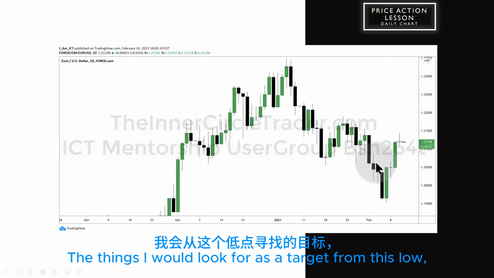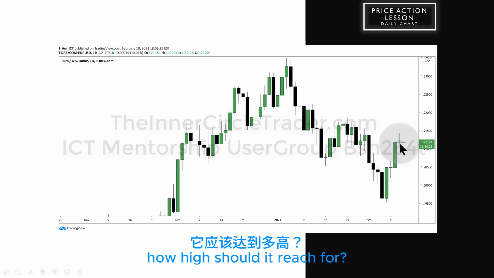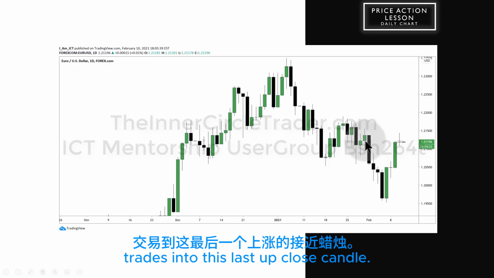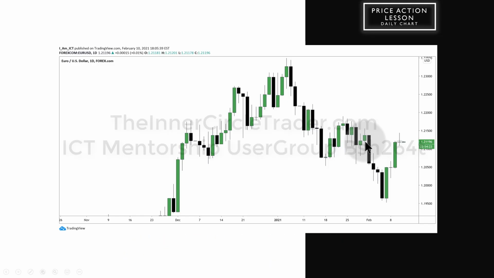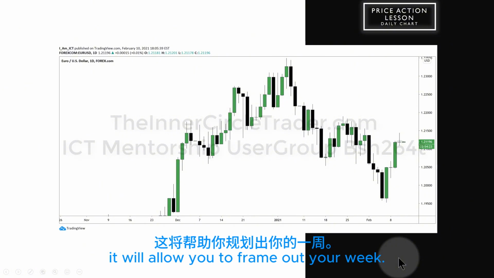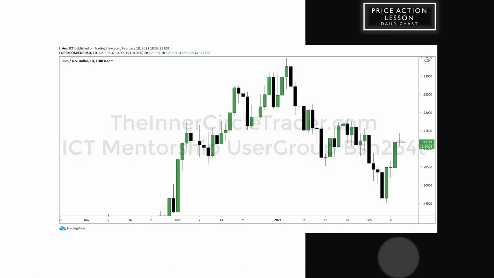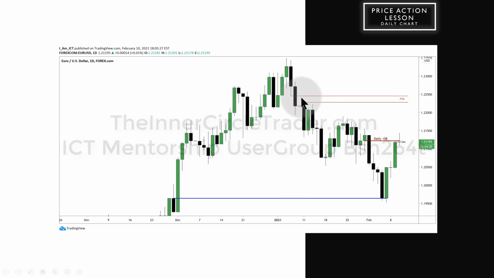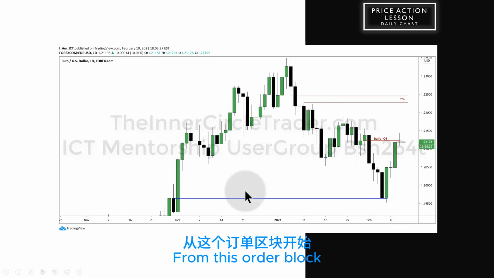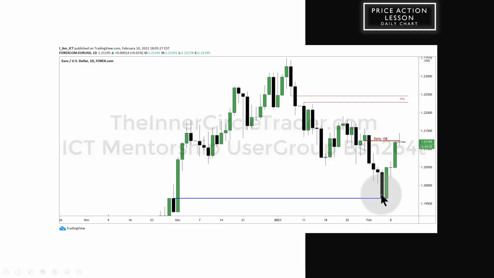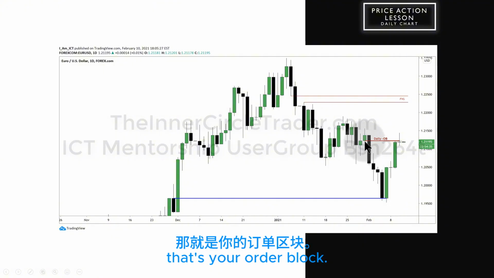The things I would look for as a target from this low. If it's going to bounce, how high should it reach for? Well, I want to see this close and how it trades into this last up close candle. That's what I'm interested in here. Okay, so if you have that in mind, it will allow you to frame out your week. While it could potentially eventually trade up into this level here, we're not expecting that to happen in the same week. From this order block, the market reaches up into the last up close candle before this drop down. That's your bearish order block.